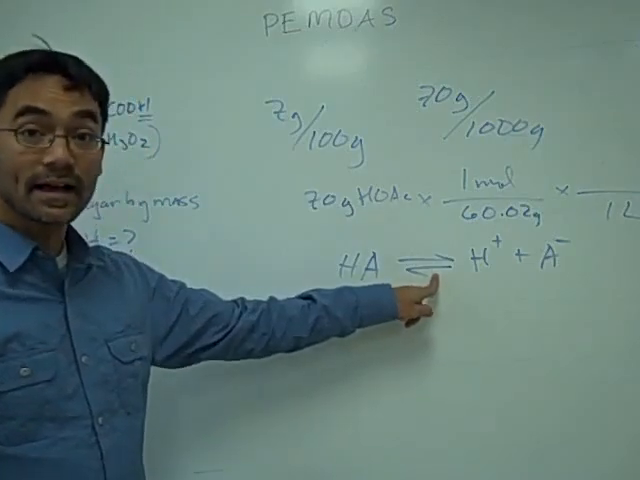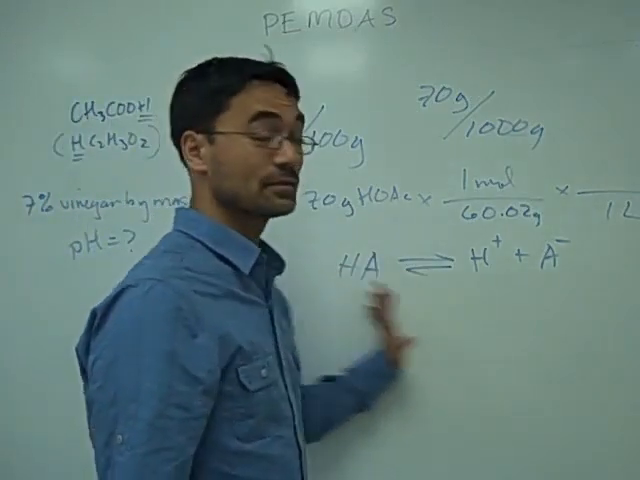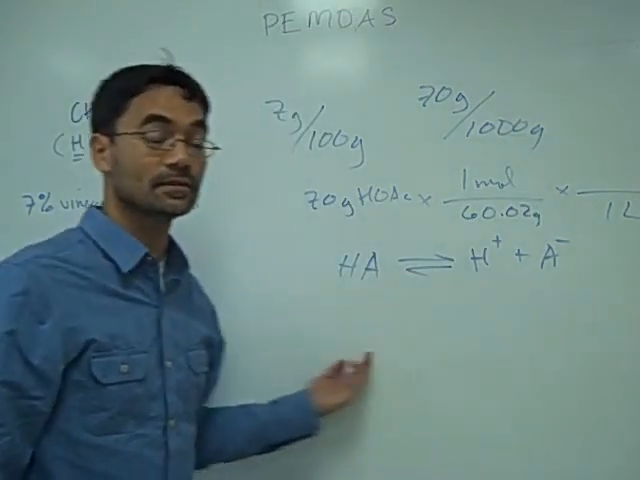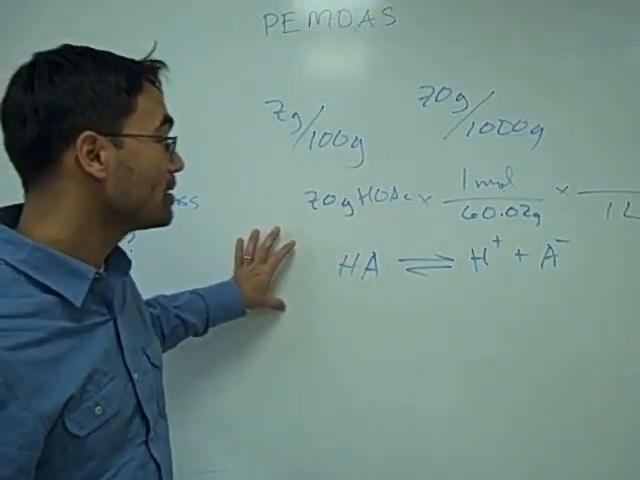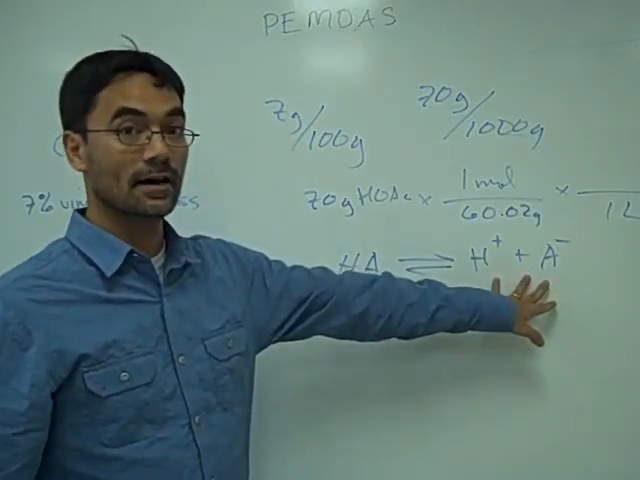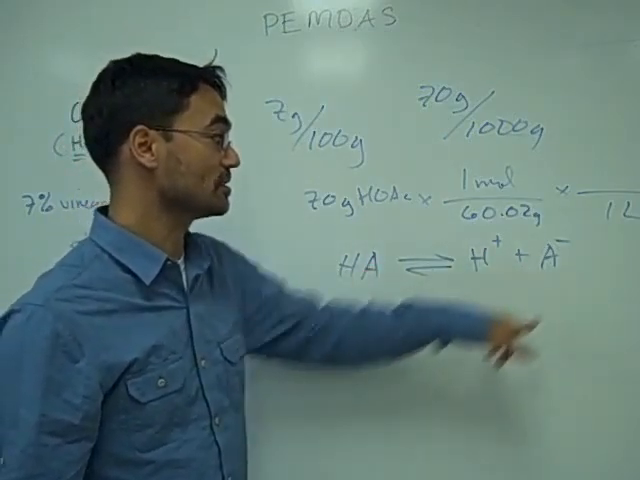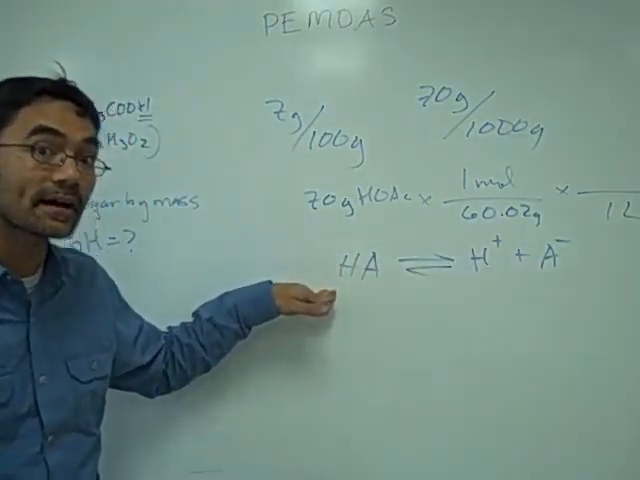Now, this is a weak acid equilibrium. For every unit of material that moves forward, there are some units of material that come back. So, at some point, the rate of the forward reaction, the production of these ions, will be equal to the rate of the reverse reaction, the joining of these ions back into the original acid.